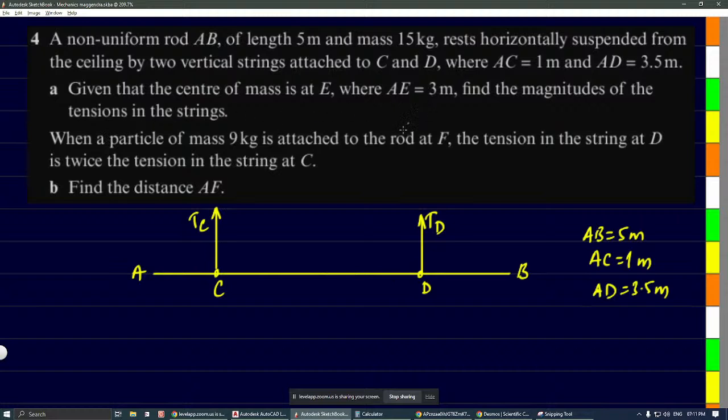Given that the center of mass is at E, so let us say this point is E, this is where the center of mass is, and the AE distance is given as 3 meters. Find the magnitude of tensions. So this is the mass, let us say mg is the total weight. So we have to find the tensions.